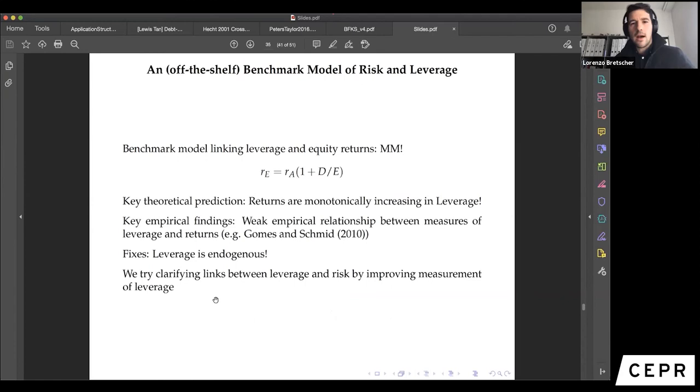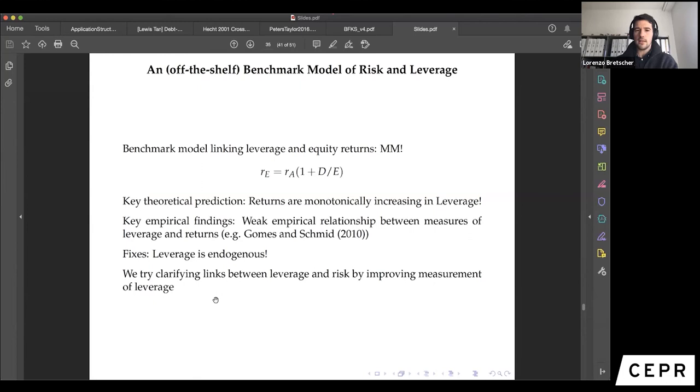Okay, now in the last 4 minutes, I want to talk a bit about risk and leverage, or risk and corporate debt. This is the Modigliani-Miller relationship between the return on equity and return on assets. We already talked about this formula when comparing asset returns with unlevered equity returns. The key theoretical prediction is returns are monotonically increasing in leverage. The key empirical finding is there's a weak empirical relationship, and Lukas and Schwao have worked on this. There are fixes in terms of theory, leverage is endogenous. Again, we come from the other way and we think about measurement and not about fixing the theory.